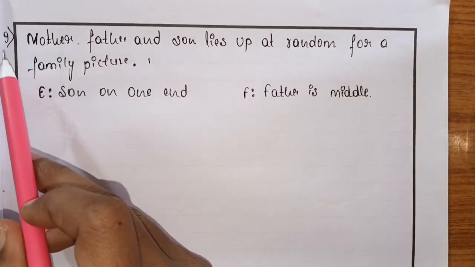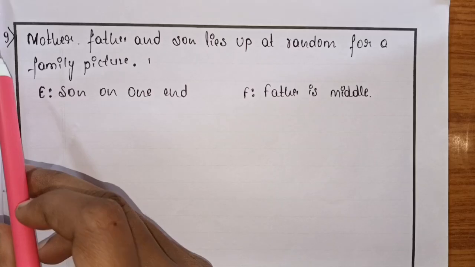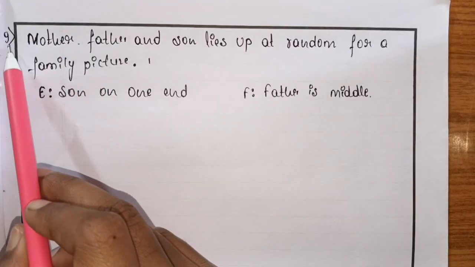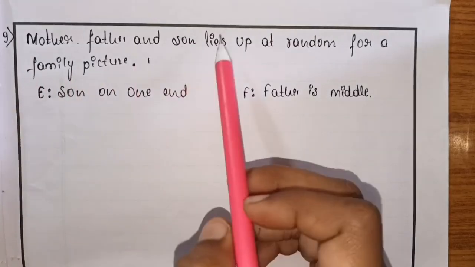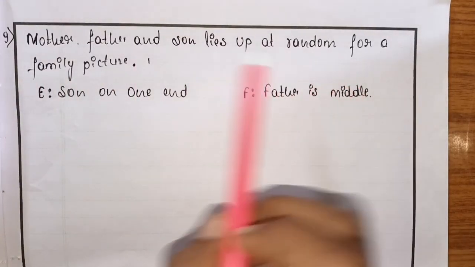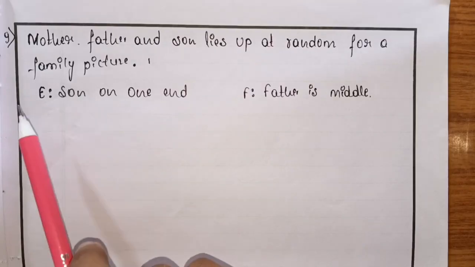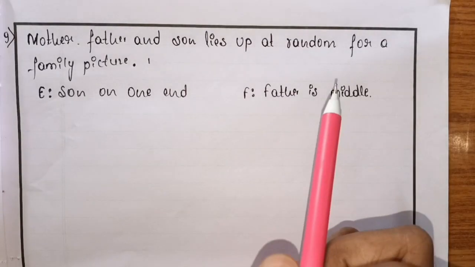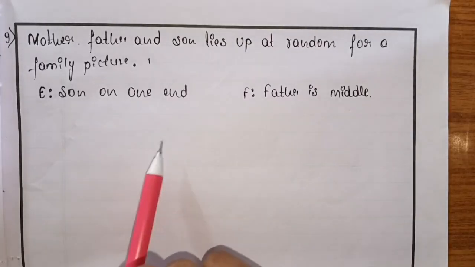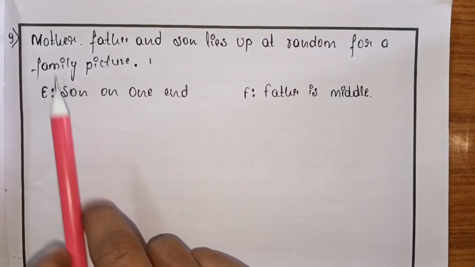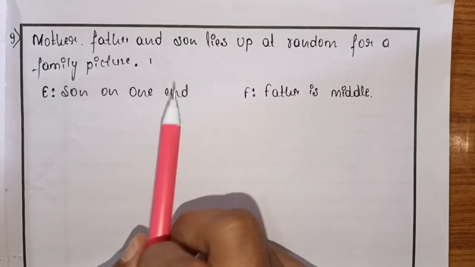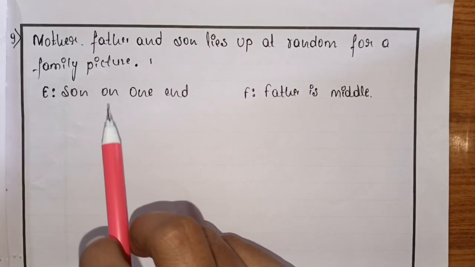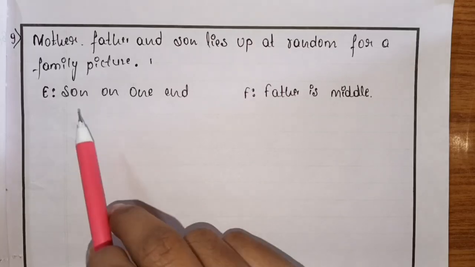In this class, we are discussing exercise 13.1, ninth question. What is the ninth question? Mother, father and son line up at random for a family picture. Let E be the event, son on one end, and F be the event, father is in the middle. We find the probability. They are seated at random on the seats.